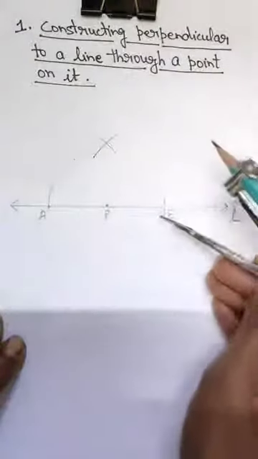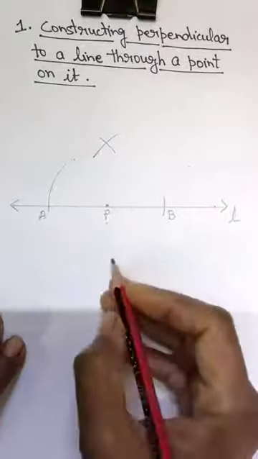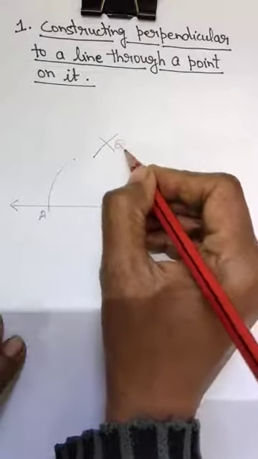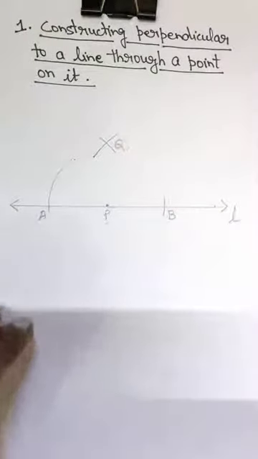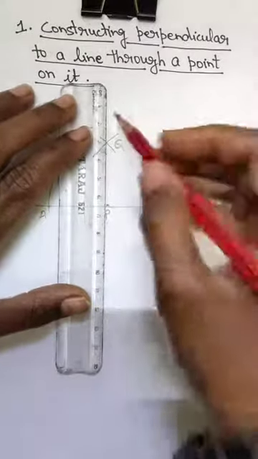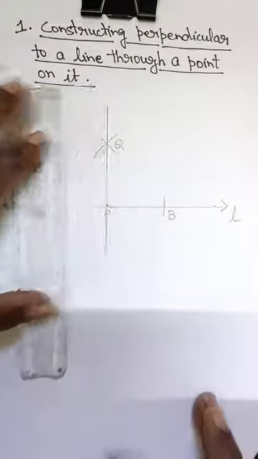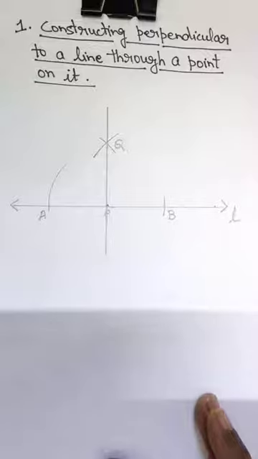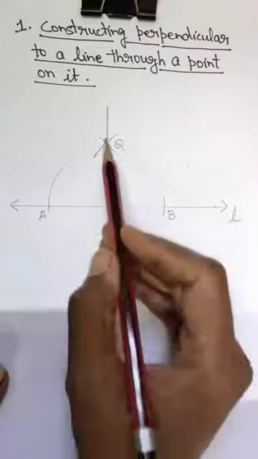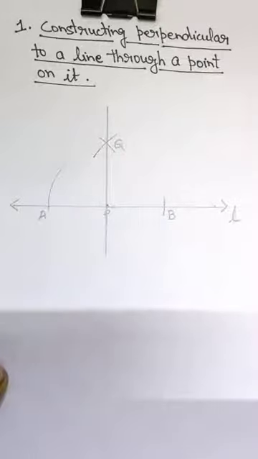One from A and one from B with the same measurement. Let it cut at point Q. Join PQ. We will join PQ like this. Okay. So this PQ is perpendicular to line L. I am repeating again how I have drawn.